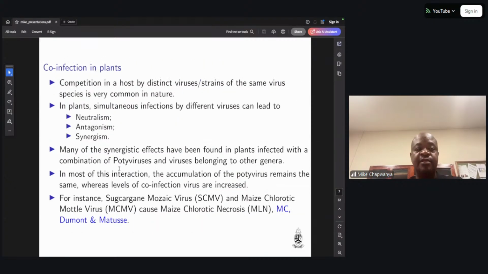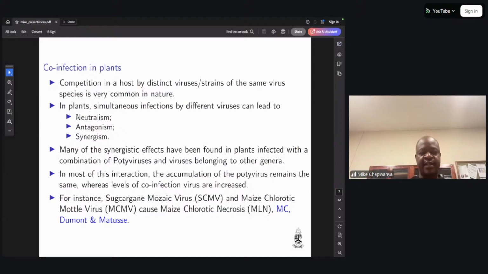Now, in plants, you can also talk about co-infection, which means a plant can be infected by two or more viruses. And if that happens, you have cases where it can be neutralism, which means the two or more viruses kind of stay together. They don't affect each other, so this plant is infected by 2, 3, 4 viruses and the symptoms don't go beyond the case where it's infected by one virus.